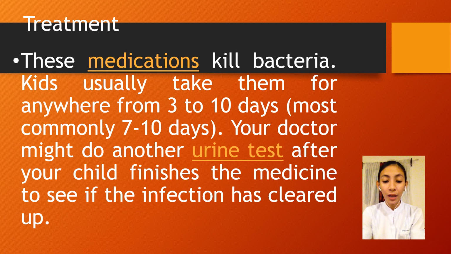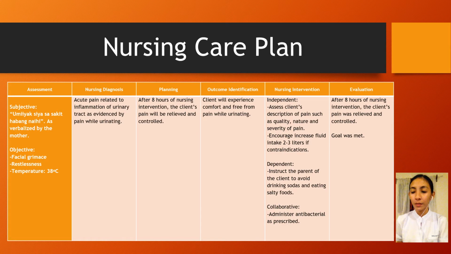Children usually take them for anywhere from 3 to 10 days, most commonly 7 to 10 days. Your doctor or physician might do another urine test after your child finishes the medicine to see if the infection has cleared up. Next is the nursing care plan for urinary tract infection in pediatrics.